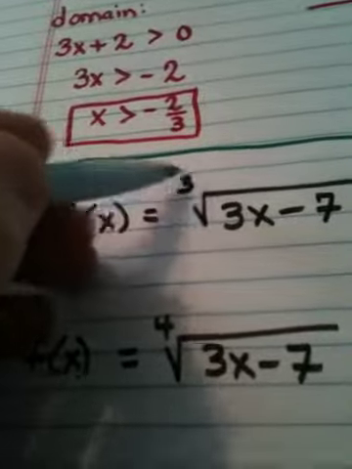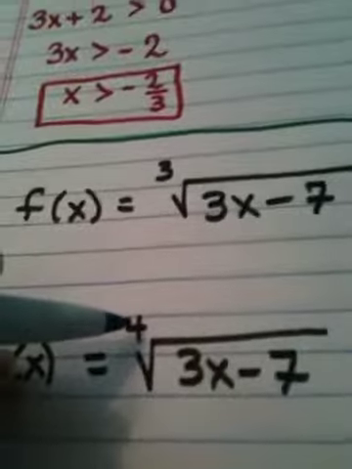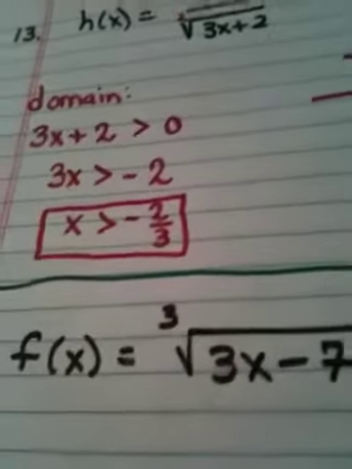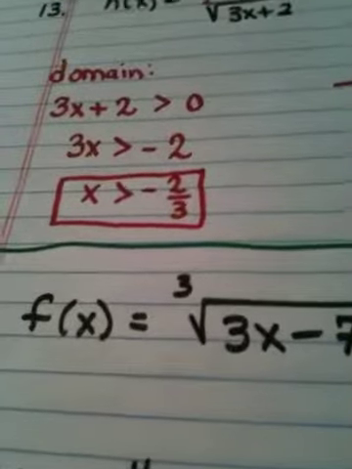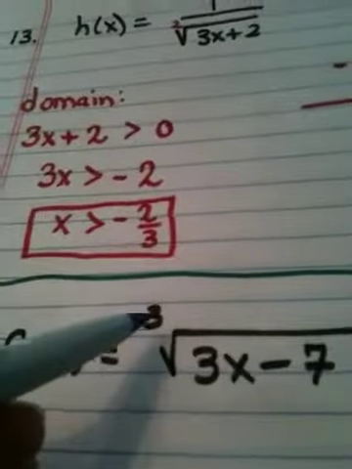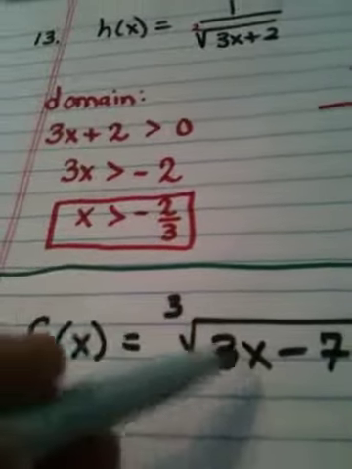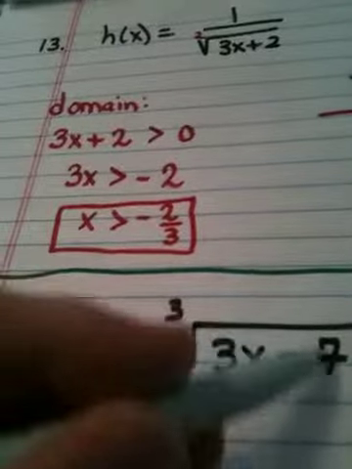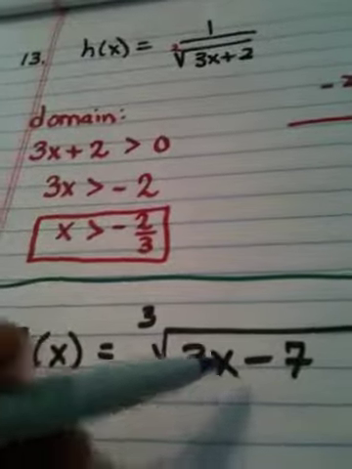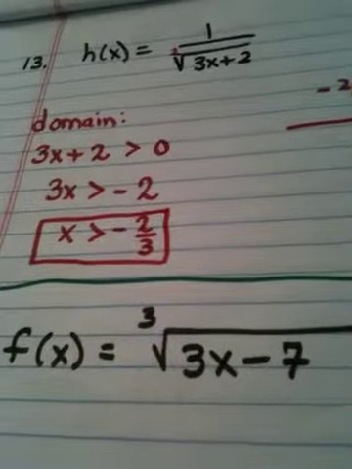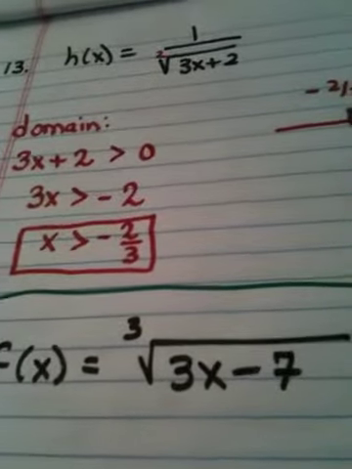This index, however, is a 3. It's an odd index versus this even index of 4. And here's the deal. Remember the little prior video I did? When an index is odd, what kind of real numbers can you take the cube root of? Well, you can take the cube root of anything that's positive, anything that's negative, or anything that's 0.